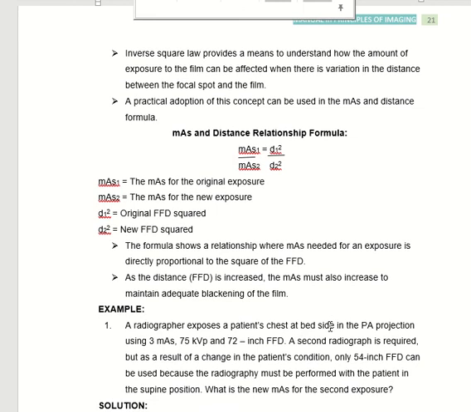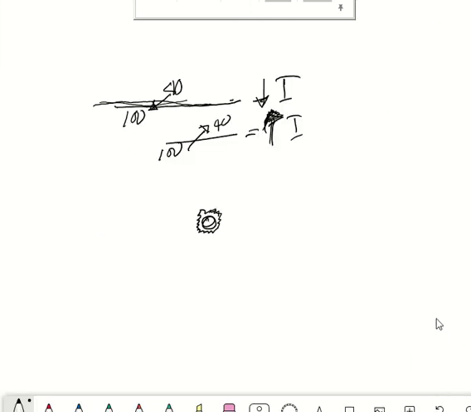Then we have the MAS and distance relationship. MAS1 over MAS2 is equal to D1 squared over D2 squared. So the formula shows a relationship where the MAS needed for an exposure is directly proportional to the square of the SID, or the distance. So they are directly related. As the distance is increased, the MAS must also be increased to maintain adequate blackening of the film.